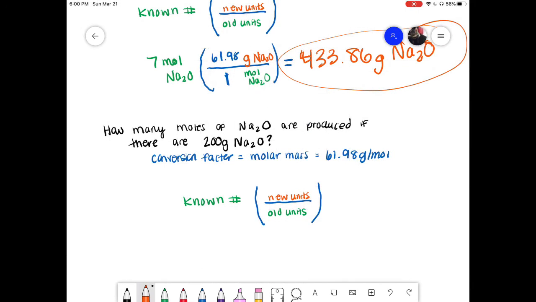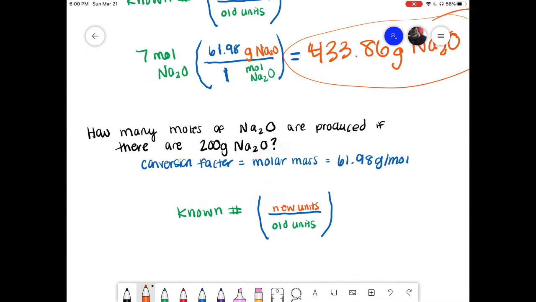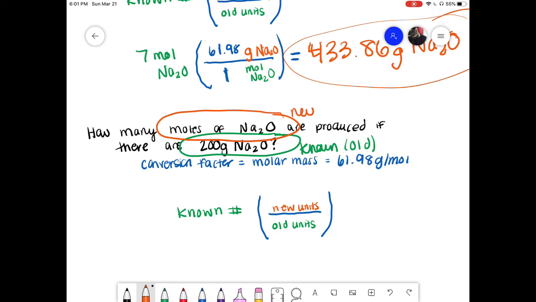So we're going to do this again, but we're going to do it the opposite direction. So we went from moles to grams. This time we're going to go from grams to moles. So our question this time is, how many moles of Na2O are produced if it's 200 grams of Na2O? So we know that our known number is the number they give us to start with. And that's also going to be our old units, the grams. Our new units are what they ask for. And so they're asking for moles of Na2O. That's what we want. So those are going to be our new units.